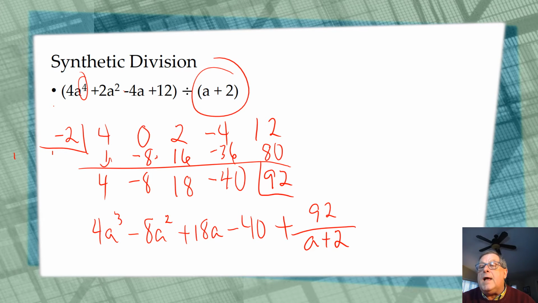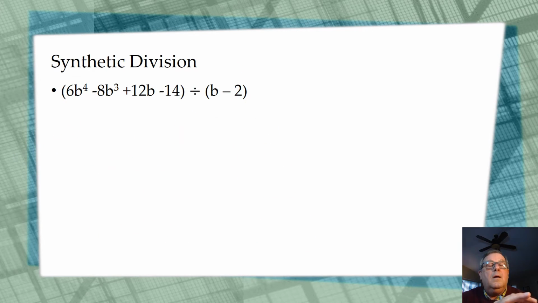Let's do one last one, whether you want to or not. All right, so here we got 6b to the fourth minus 8b cubed plus 12b minus 14. We're dividing that by b minus 2. I'm going to draw my box. I'm going to change that negative 2 to a positive 2. Then I'm going to write 6b to the fourth, negative 8b cubed. I don't have a b squared.